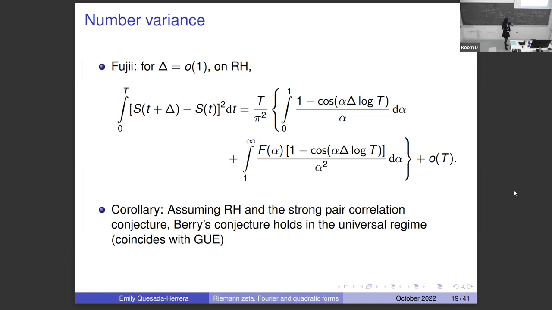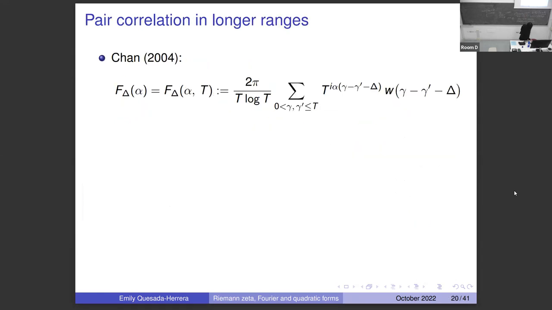However, we really expect a different behavior in the second part, so we need to use other tools to tackle it. For that, we introduce this function, introduced by Chan in 2004. It is defined in this way. It is very similar to Montgomery's function, but now we have a parameter big delta. Instead of counting pairs of zeros whose difference is very small, we want the difference between a pair of zeros to be close to this quantity delta. This means that the zeros must be very far apart. So this is exactly what we want: a tool to study zeros that are very far apart.